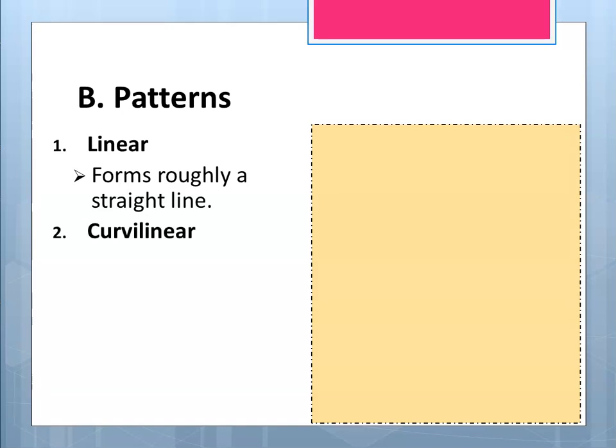The second pattern is curvilinear. What do you think is happening here? I think it kind of gives it away with the word curve in it. So the data forms roughly a curved line.